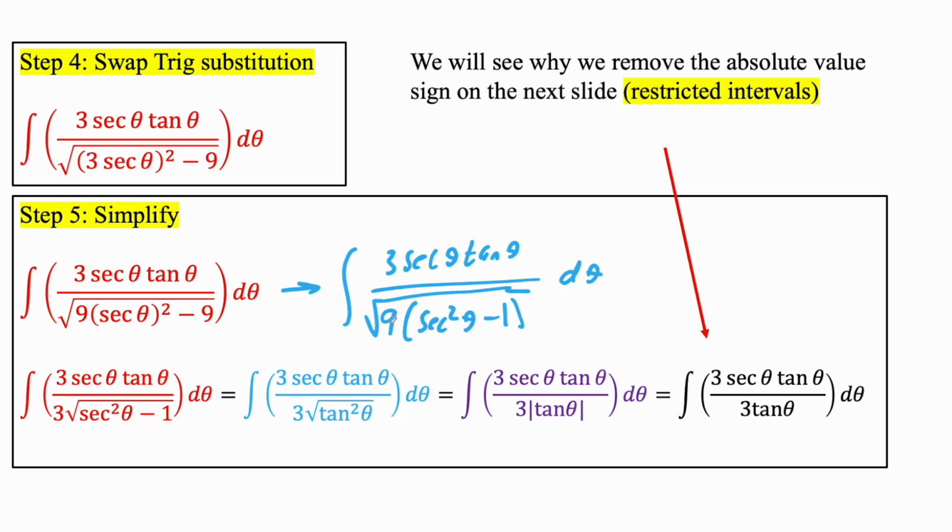Now the square root of 9 is 3. That's why I put a 3 on the outside. Likewise, secant squared theta minus 1 is the same as tan squared theta. And the square root of tan squared theta would give us the absolute value of tan theta. And in the next slide, I'm going to cover why we can remove the absolute value symbol. It involves restricted intervals. And so let's continue on.